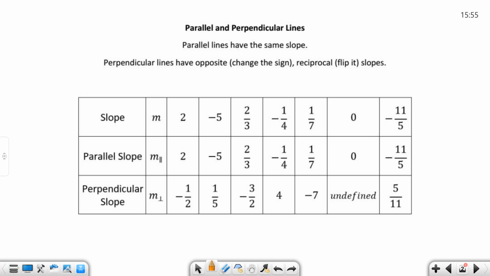What is the perpendicular to the slope 0? If you remember Vux and Hoy, what does Hoy mean? A horizontal line has what kind of slope? 0. And it's y equals a number. That's Hoy, H-O-Y. The O is actually a 0. Hoy: horizontal line, 0 slope, y equals a number.